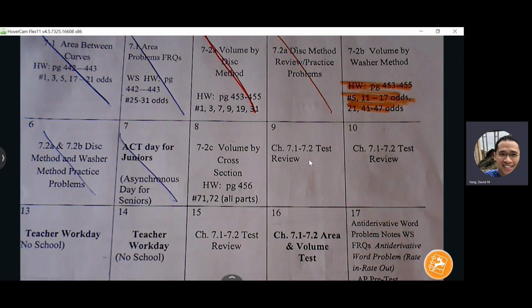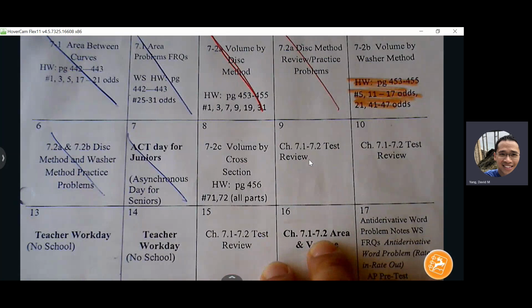We've done the disk method, we've done the washer method, and so today we're doing volume by different cross sections. So far, all of our cross sections have been circles. Cross section just means if you were to take your solid and slice it and open it up, what shapes will you see? Because of the rotation, it's always going to be circle related. Because it's circle related, we always have these circle cross sections.